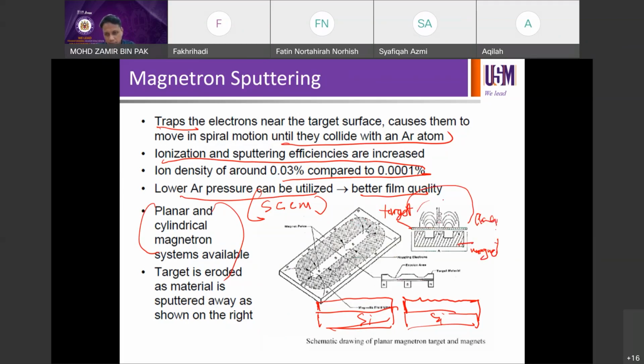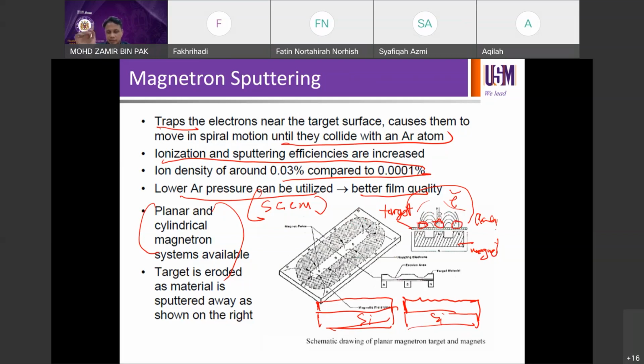So these are the paths of the electrons. Confined electrons on the front side of the target, inducing more collisions. So as a result, bila you punya electron follow certain path on the front side of the target, you're going to get more reactions within the path. You akan dapat more reaction. Maknanya sputtering tu akan berlaku.